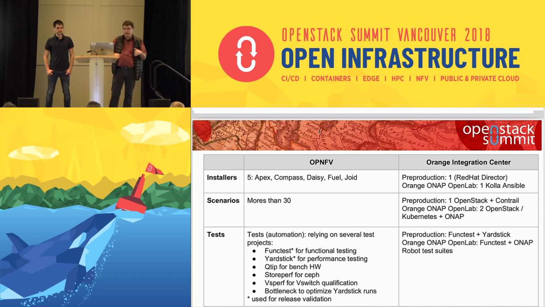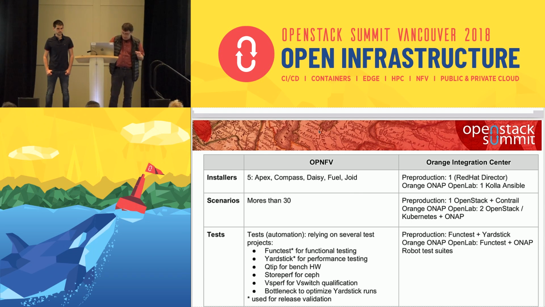For the scenario, OPNFV deals with lots of scenarios. We only consider one. In pre-production, it's OpenStack plus Contrail. That's why we need to adapt the test suite a little bit, because OpenContrail was never really validated in OPNFV within a scenario. So we have to exclude some tests that make no sense with Contrail. And in ONAP, we are just reusing basically without any SDN controller.